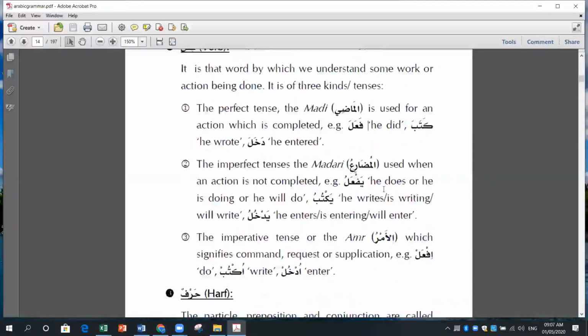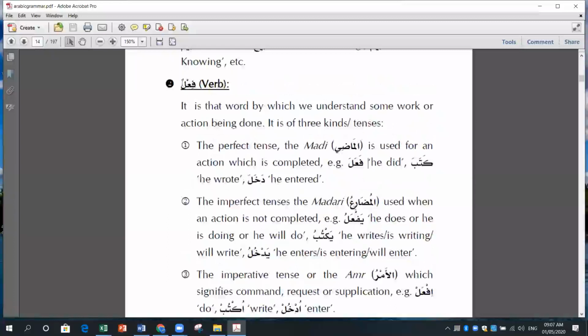So each Arabic word will have a pattern. In the case of fa'ala, it can be fa'ala, fa'ila or fa'ula; it can be used three ways. But we will be using this word, fa'ala, because it is written as fi'lun here. This word we will use as a sample. Fa'ala always comes as fa'ala, but I was giving you examples using this word because it is our main word. Whenever I explain something, I'll take this word.